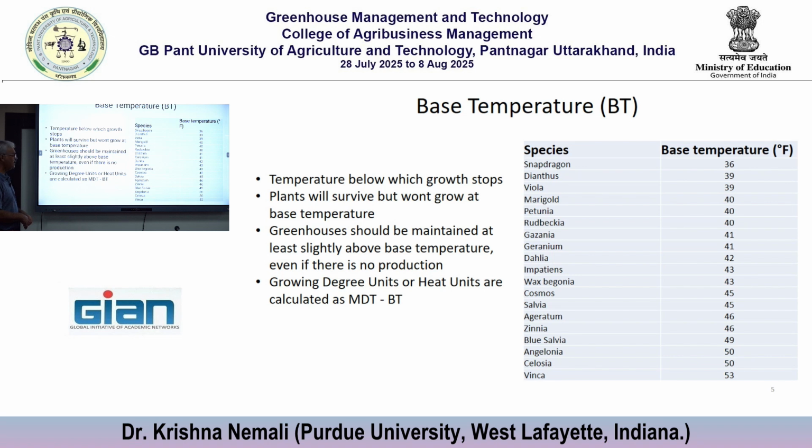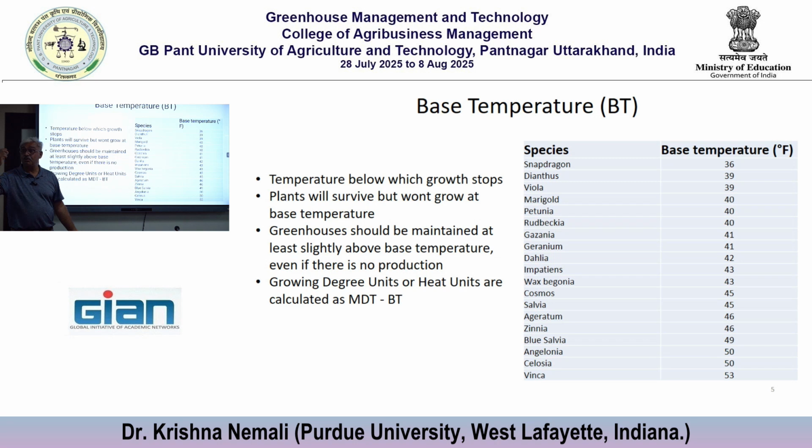Okay, and I think you may have heard about the term called growing degree units or growing degree days. That's what they use. That is nothing but the mean daily temperature minus this base temperature. Let's say the mean daily temperature was 59, from the last slide, and let's say the base temperature is 36. 59 minus 36 is what? 23. That is, 23 degrees Fahrenheit is what is actually being used for growth.